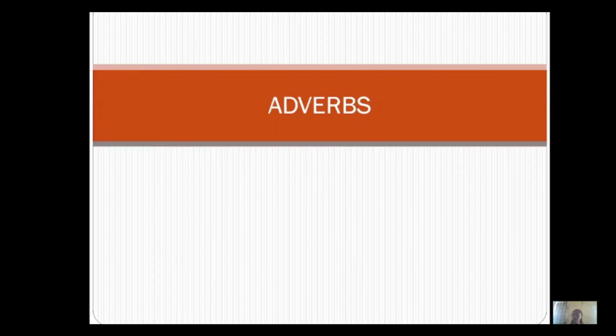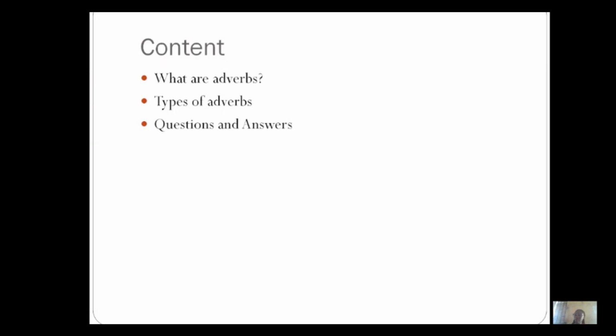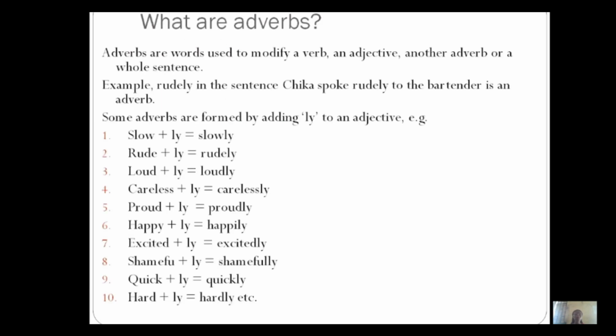So our topic for today is adverbs, and for this short lesson we'll look at what adverbs are, types of adverbs, and we'll answer questions on adverbs. So let's get right into it. What are adverbs? Adverbs are simply words that are used to modify a verb. More like they add more information to a verb, or an adjective, or even another adverb, or a whole sentence.